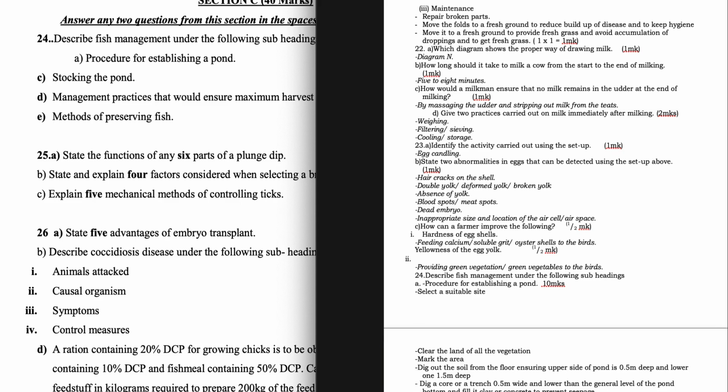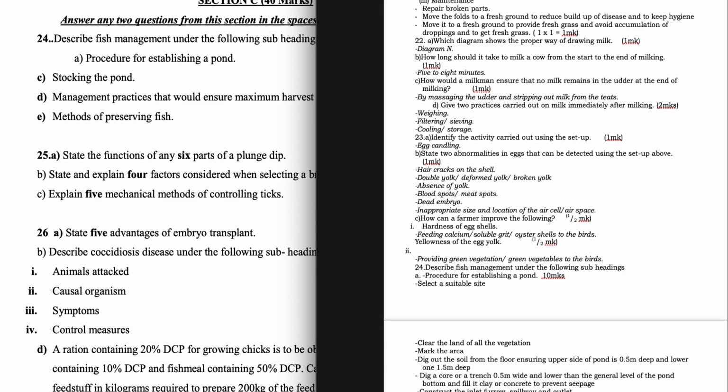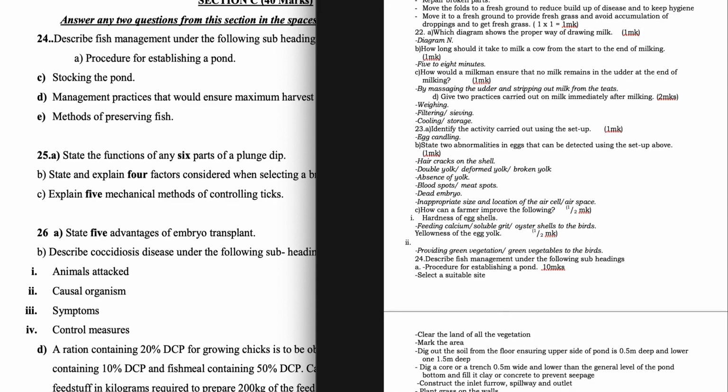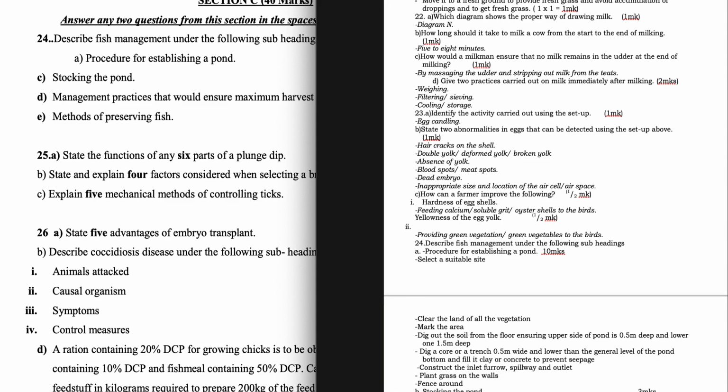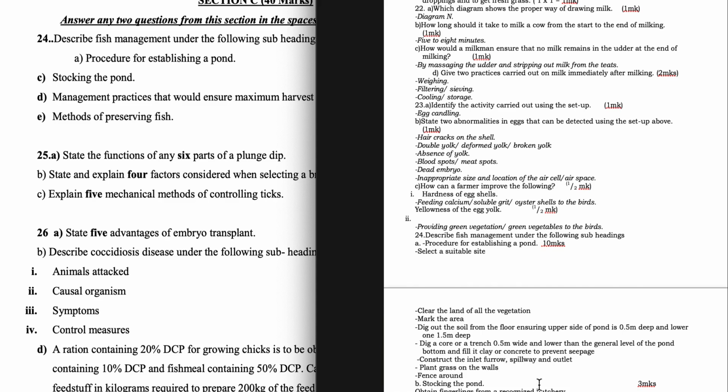You dig a core or a trench which is 0.5 meters wide and lower than the general level of the pond bottom, and fill it with clay or concrete to prevent seepage. You also construct the inlet furrow, the spillway, and the outlet. You plant grass on the walls and you fence around.